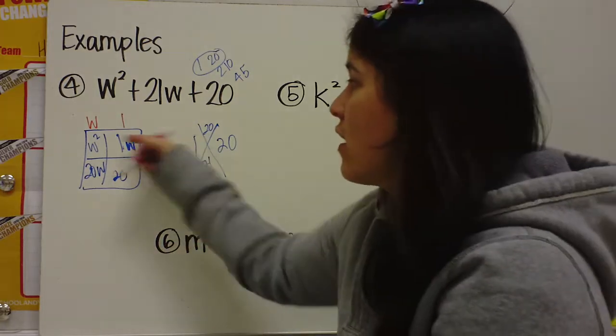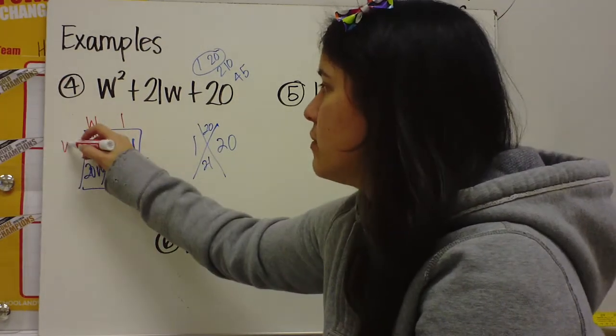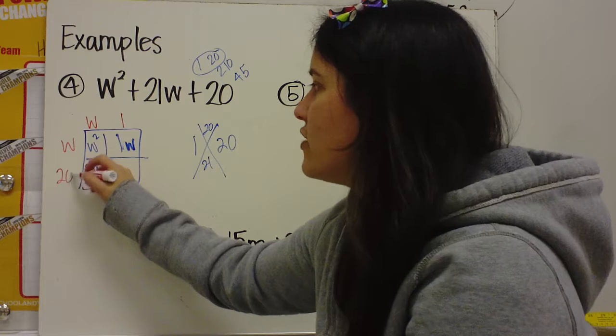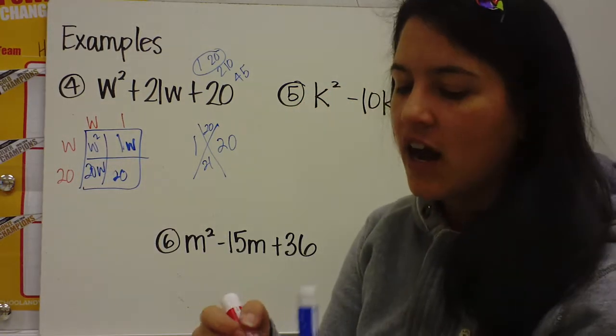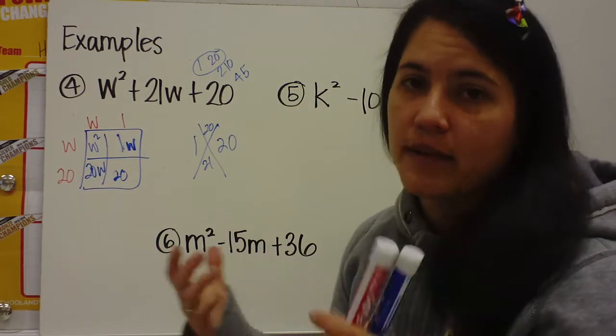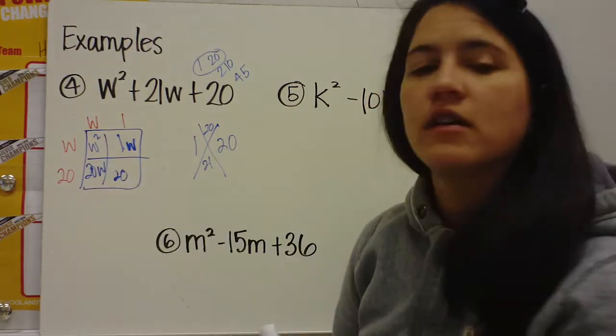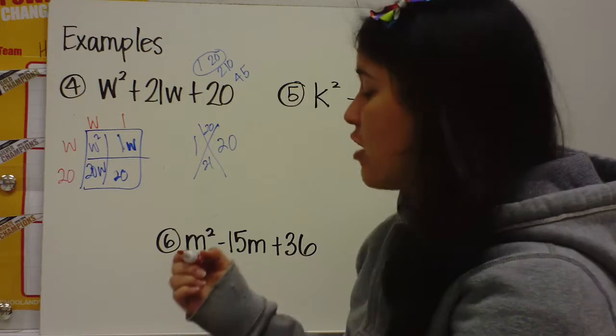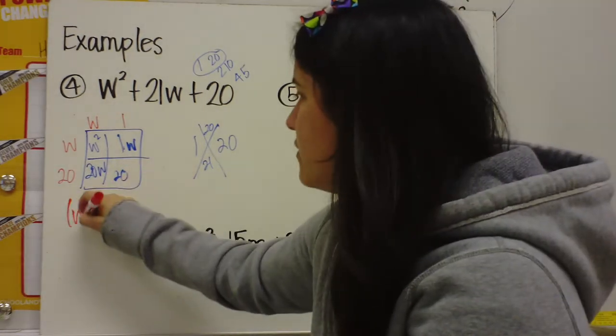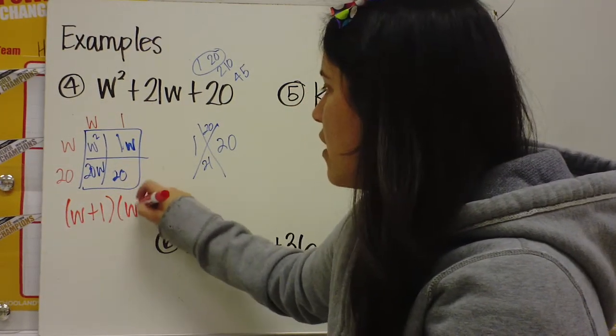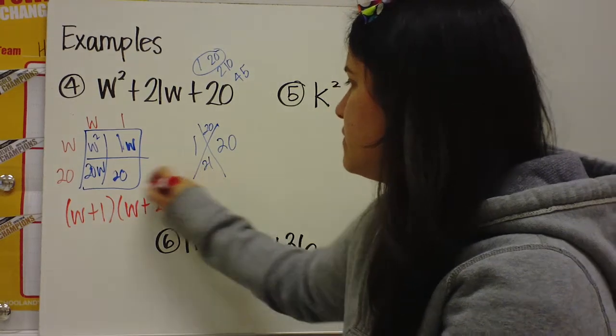That's it. This way they have a w. And this way they both have a 20. All I'm doing is pulling out the greatest common factor from these two boxes together, across and up and down. Then we rewrite using our parentheses, w plus 1 and w plus 20.